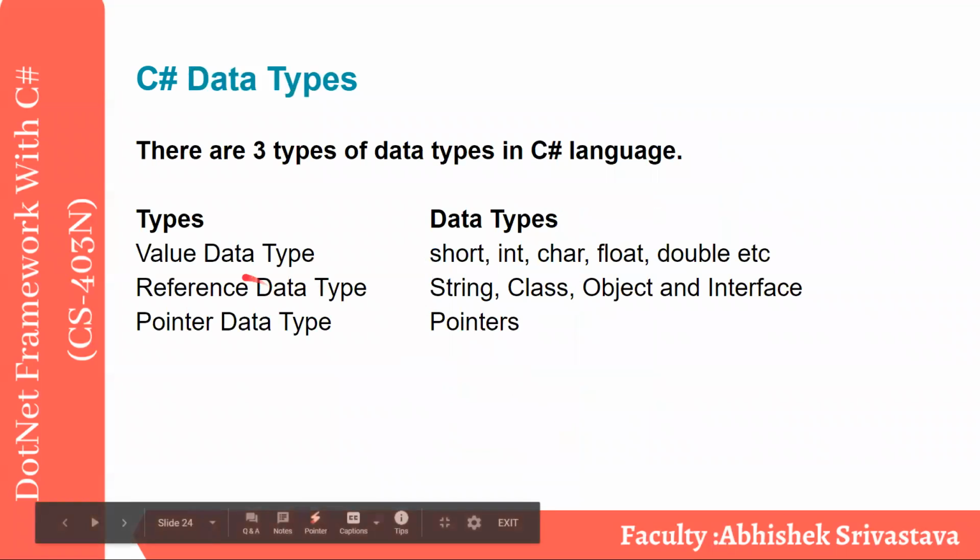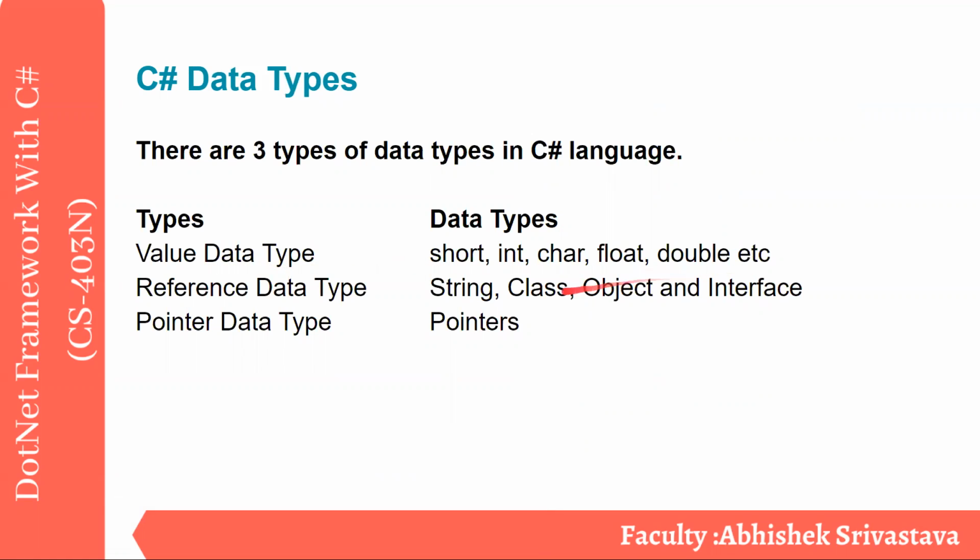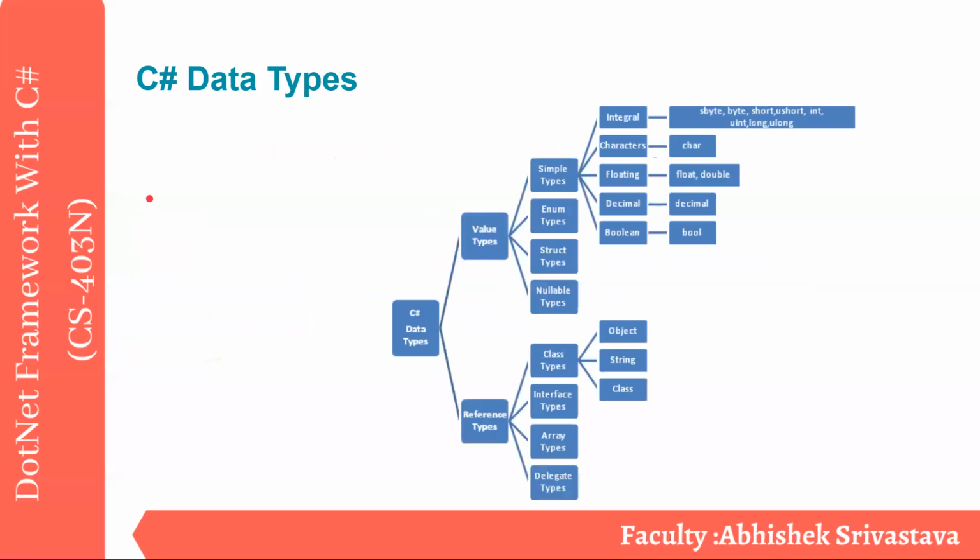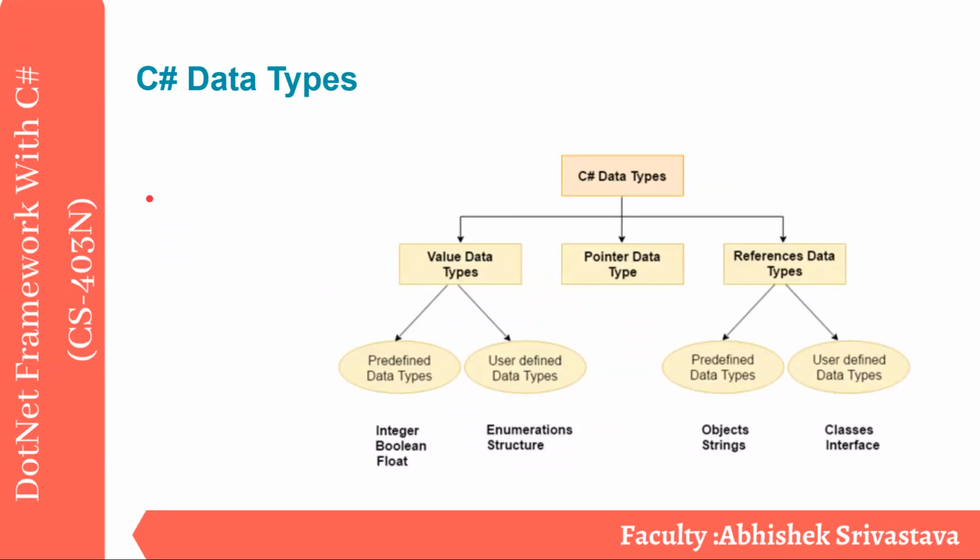Now, the first one is value type: short, int, char, float, double, etc. Reference type: string, class, object, interface. And the third type contains the pointer. This is a very important question for the semester examination: explain the different data types available in C# with the help of a suitable diagram. For the diagram, you can just draw a tree diagram. You can nest one level inside another.